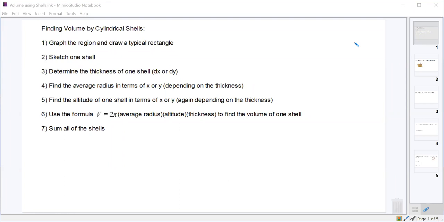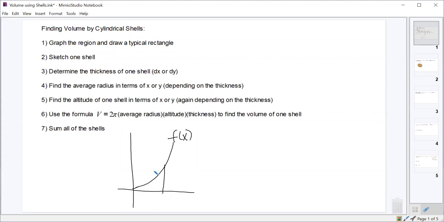So I'm going to do my best to sketch a little picture of what we're looking at here. Suppose we've just got some function here. It doesn't matter what the function is, we'll just call it f of x. Suppose we're looking at it from here to here, and we're going to go around the x-axis.